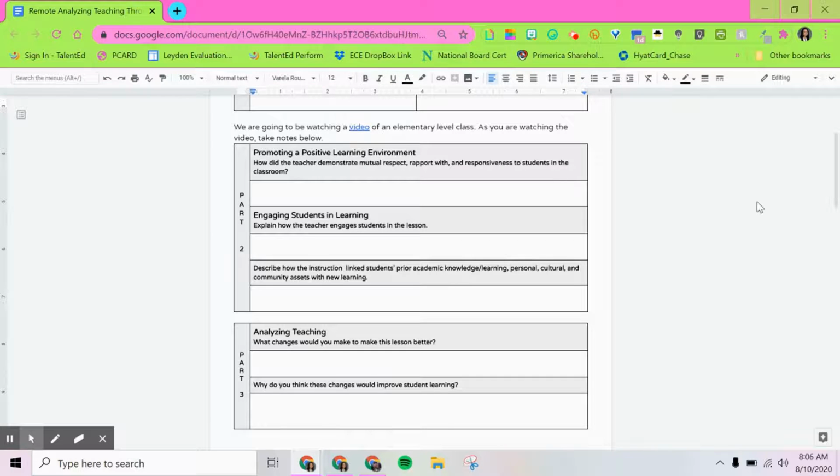As you're watching the video, make sure you pause, type, and get very specific examples of both what you see on the student side and what you see the teacher doing.